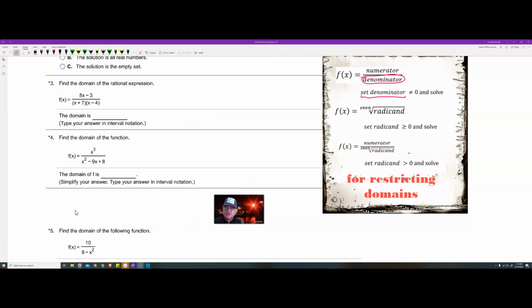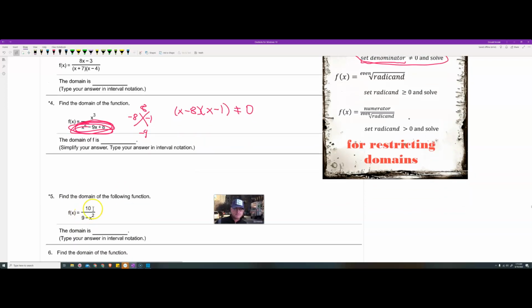All right, number 4, you're solving the same way. All you have to do is factor it first. Which two numbers multiply together to be 8 and add together to be -9? That would be -8, -1. So that denominator just becomes x minus 8, x minus 1, and it's a rational with a variable in the denominator. So I'm just going to set the denominator not equal to 0, and I'm going to solve it just like the previous problem.